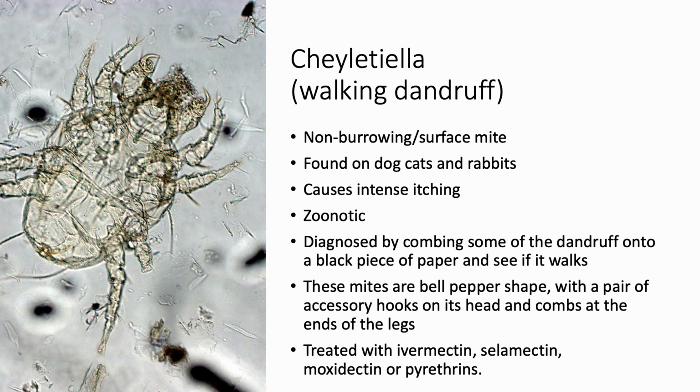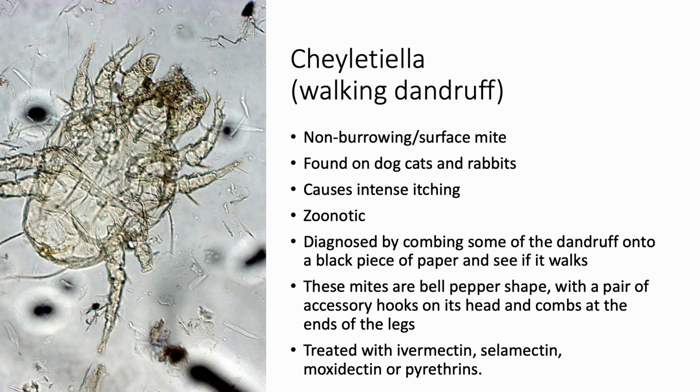Cheyletiella is a mite that is on the surface. This is called walking dandruff. And so we can see this mite as it creeps and crawls because it's a superficial or non-burrowing mite. It's found on dogs and cats. It also causes intense itching, and it's also zoonotic. Diagnosis is just by combing some of the dandruff onto a black piece of paper and seeing it walk.